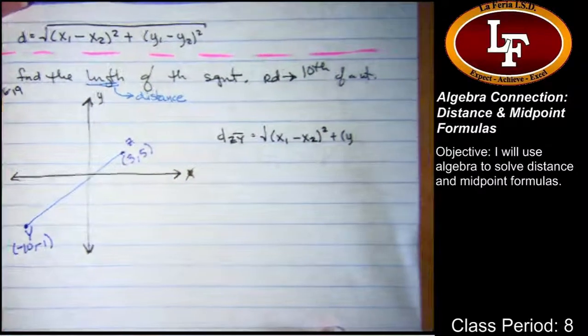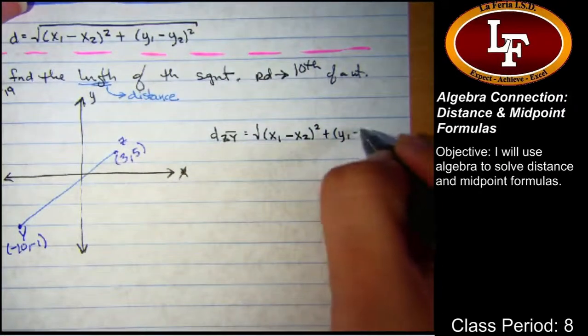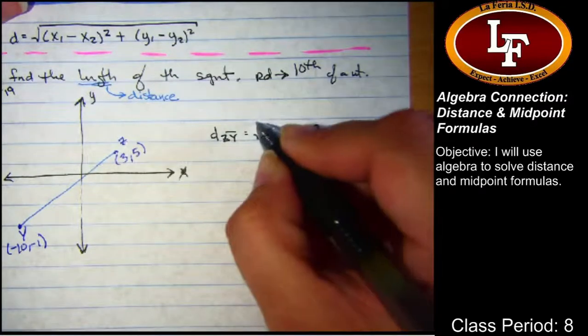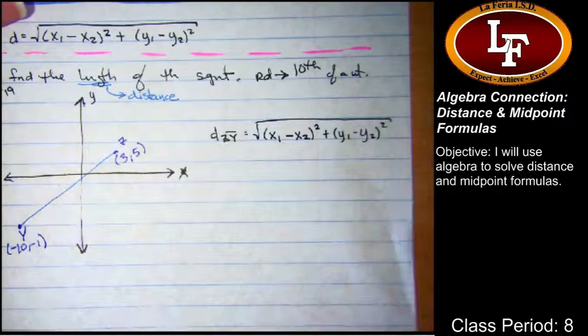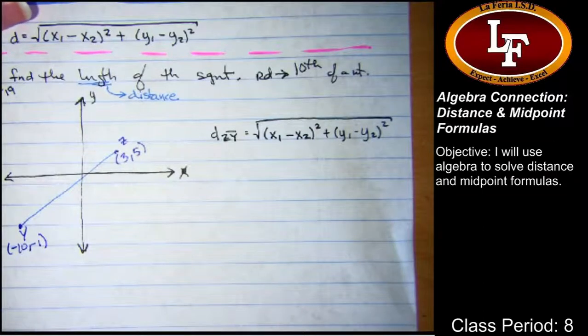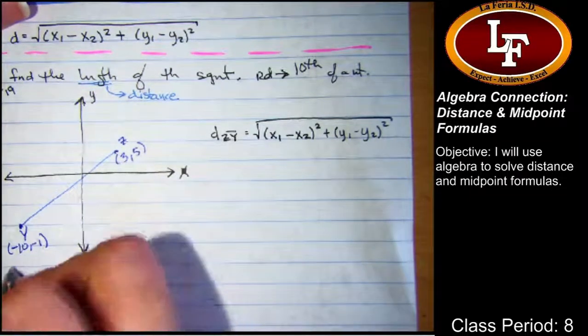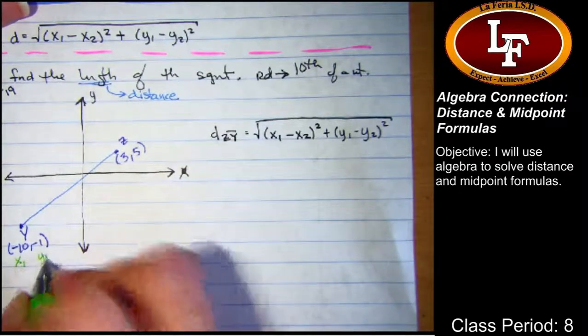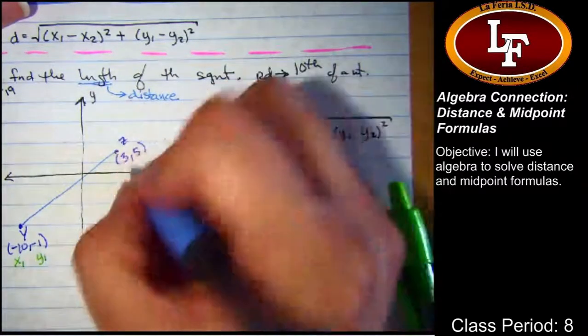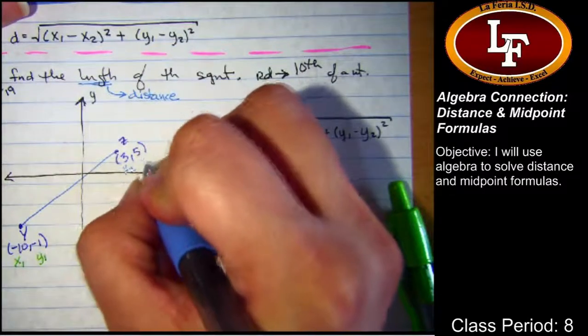I'm going to scoot it over a little bit. I think I'm going to run out of room here. There it is. Which point, Y or Z, is X1, Y1? Which point do you want to be X1, Y1? Y. They want the point Y to be X1, Y1, which means Z is X2, Y2.